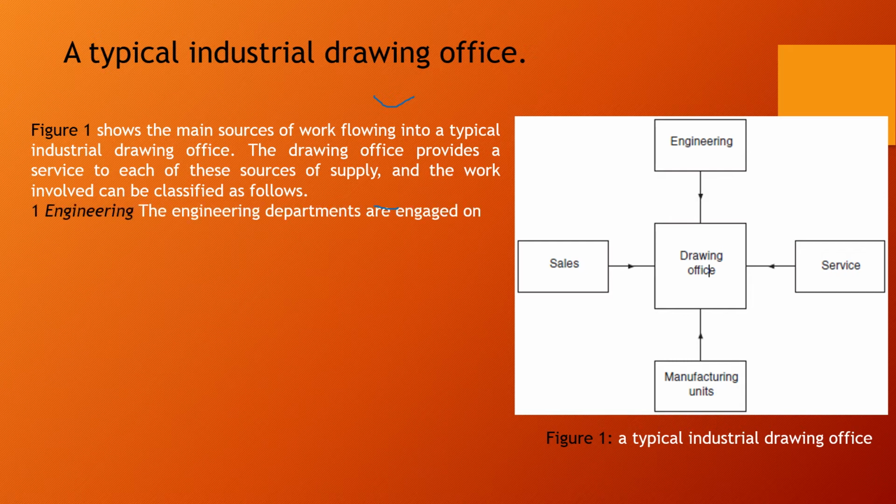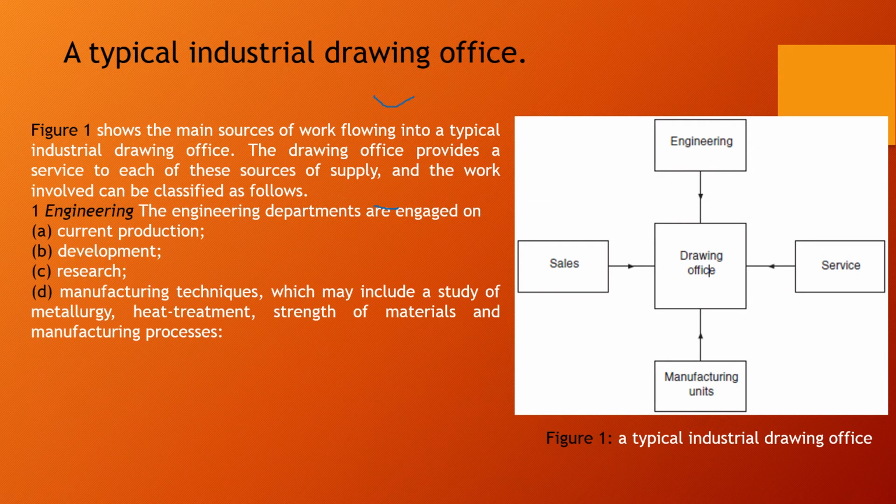Point 1 is engineering, which is connected with the drawing office. The engineering departments are engaged on current production, development, research and manufacturing techniques, which may include a study of metrology, heat treatment, strength of material and manufacturing processes.